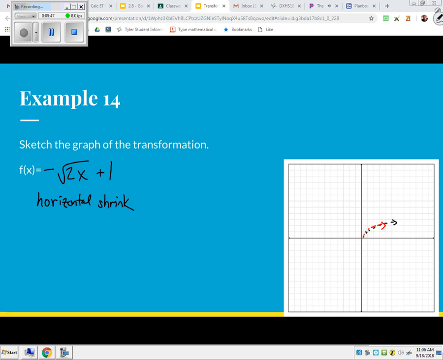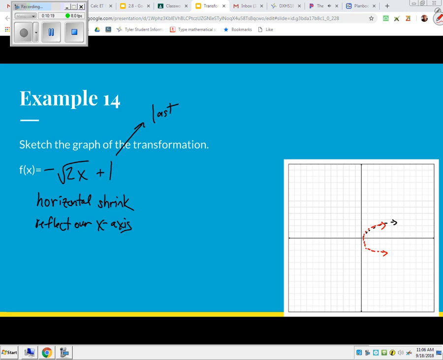Now remember my rule, this guy is always last. So the next thing I want to take care of is that negative in front of my square root. That negative reflects my swoop which way? Okay, over the x-axis, good. Reflect over x-axis. So now this red swoop, still shrunk back a little bit, is coming back this way.